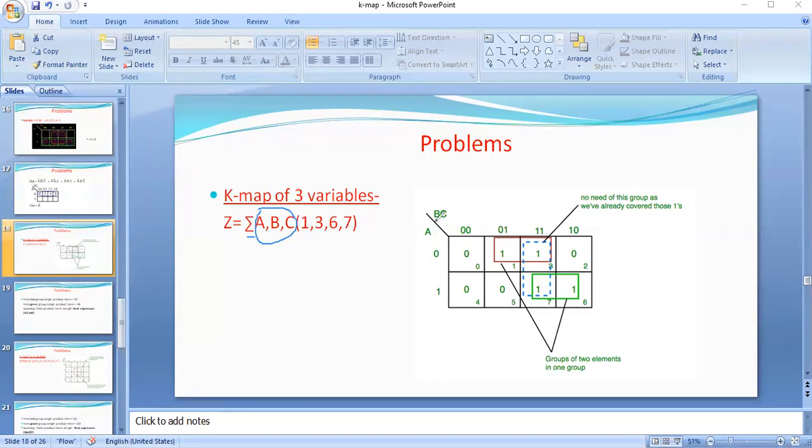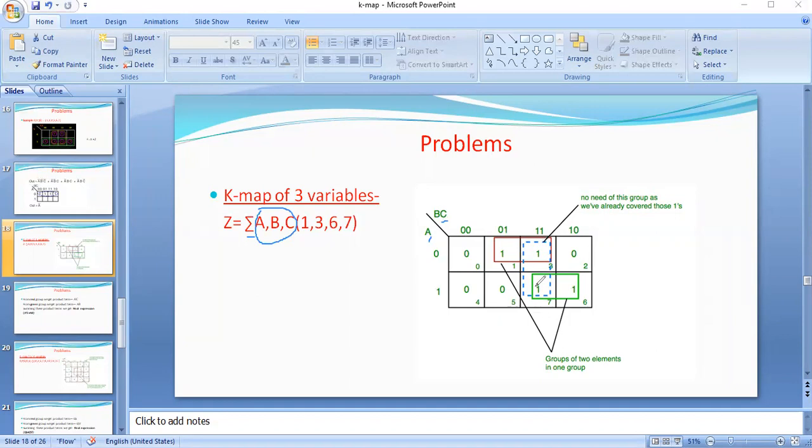Okay, and the ordering of the variables is also important. So here I'm taking A and here I'm taking B. Next step, we have to place these min terms in the K map as 1. See here, this is 1, this is 3, this is 6, and this is 7. We represent these min terms in the K map as 1.